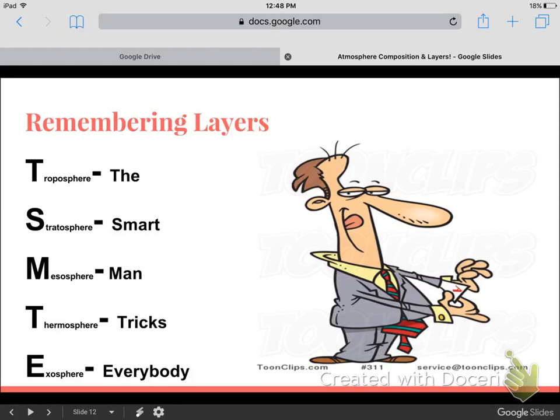So T for troposphere, the. S for stratosphere could stand for smart. M for mesosphere, man. T for thermosphere, tricks. And E for exosphere, everybody. Smart man tricks everybody. Troposphere, stratosphere, mesosphere, thermosphere, exosphere. Remember it.